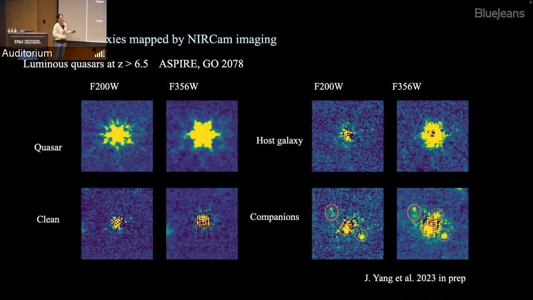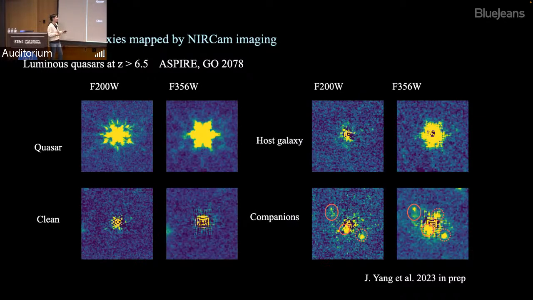Then after talking about the black hole, we move to the host galaxy. As mentioned before, previously even with HST we could not detect the stellar emission from quasar host galaxies directly. But now with JWST NIRCam, we can see here the first sample of luminous quasars from the ASPIRE program, with NIRCam imaging in two filters. This is the original imaging, the quasar image. You can see the point source here. After the PSF subtraction, we can get these three different types.